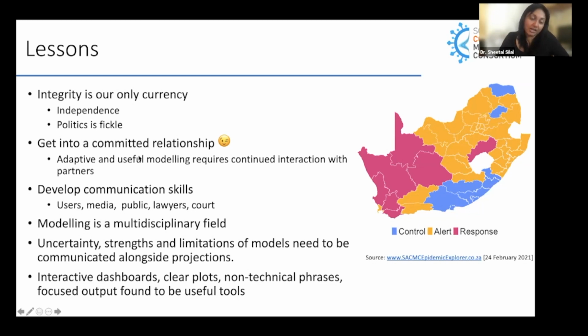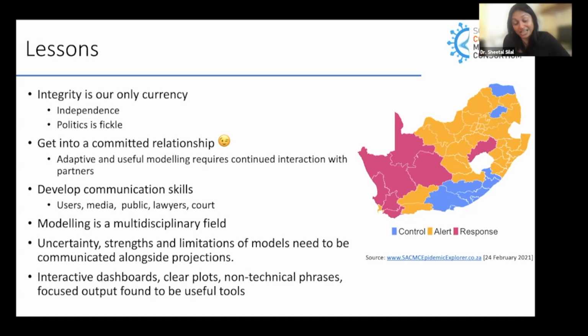And that's why I say here, quite colloquially, get into a committed relationship with the health system, because if we want to be useful, we know that decisions at a policy level are going to be made, and they're going to be made with and without any modeling support. So if you want modeling to be part of the evidence base in generating these policy decisions, we need to be agile, and we need to be able to adapt our models and make our modeling output useful so that this continued interaction with our partners can be maintained.